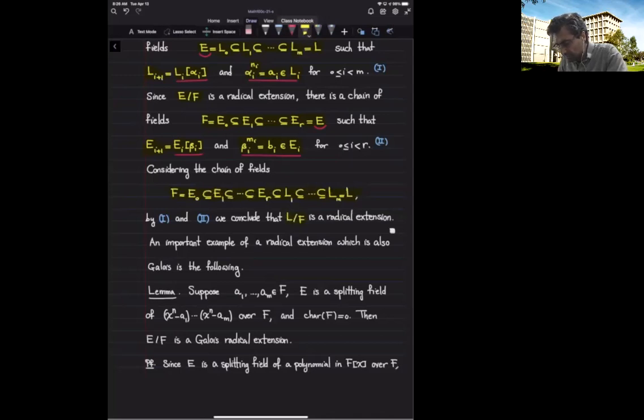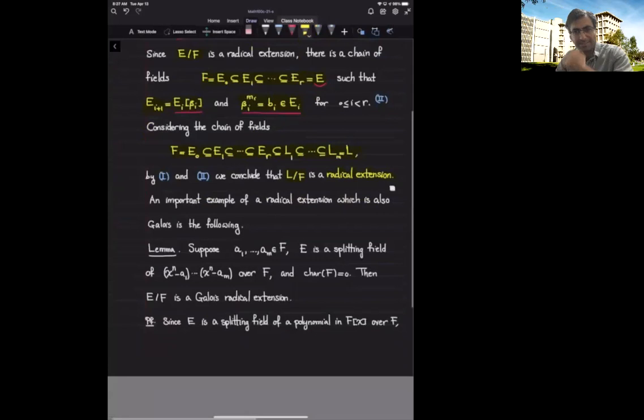As you can see, this was a rather easy statement, but it is important to note that when I add two blocks where both of them are radical extensions, all of a sudden I get an extension that is also a radical extension. So I start with this block, I put another one, and then I get that L over F is a radical extension. Okay, so that was easy.